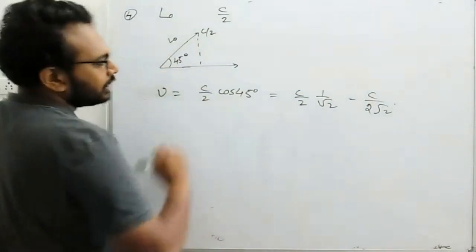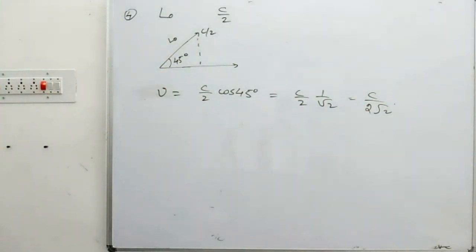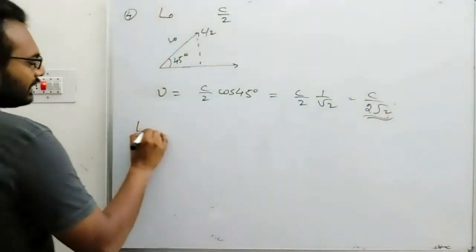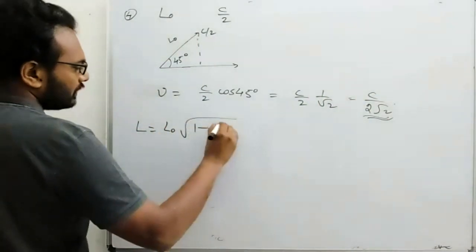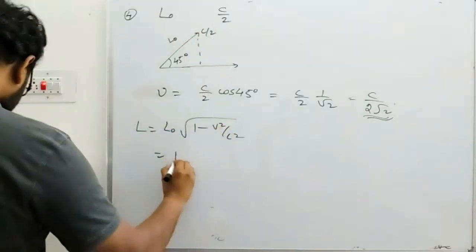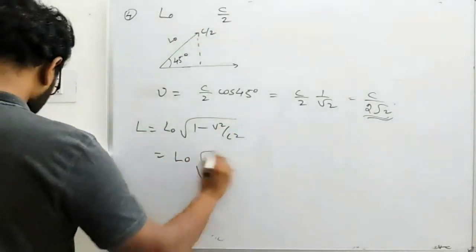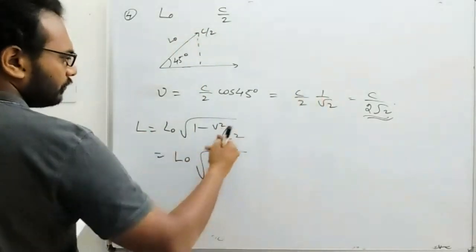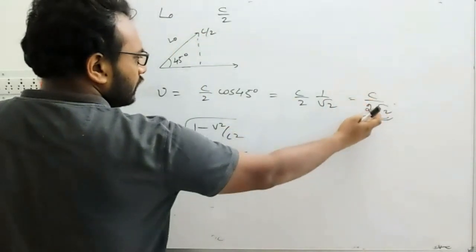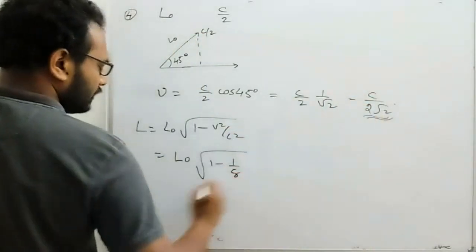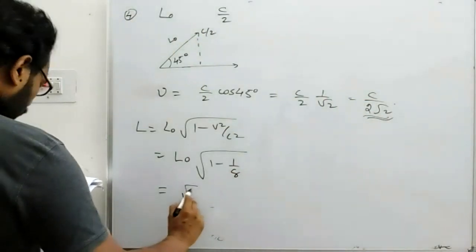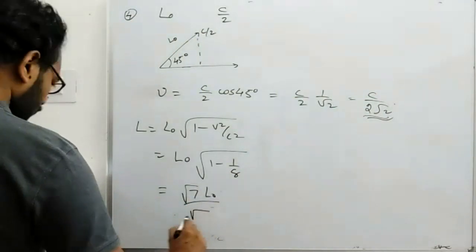velocity along the direction is c by 2 cos 45 degree. So now you just use the length contraction idea. This is the velocity you will have to use. You see that L equals L0 square root of 1 minus v square by c square. L0 is already given, so it's equal to L0 multiplied by square root of 1 minus v square by c square, which would be c square by 4 times 2, so 1 by 8. So that's equal to root 7 L0 by 2 root 2.